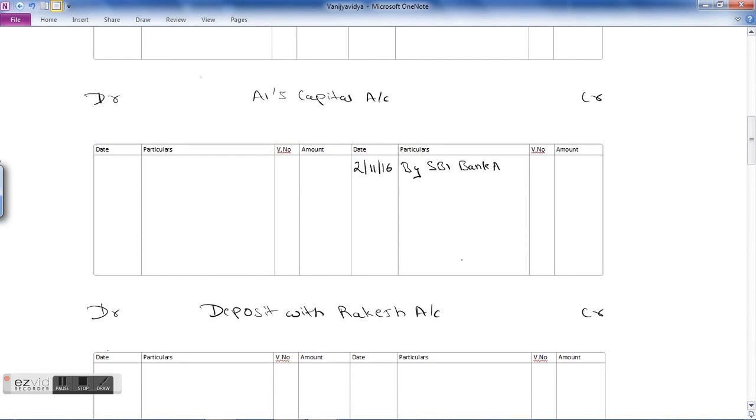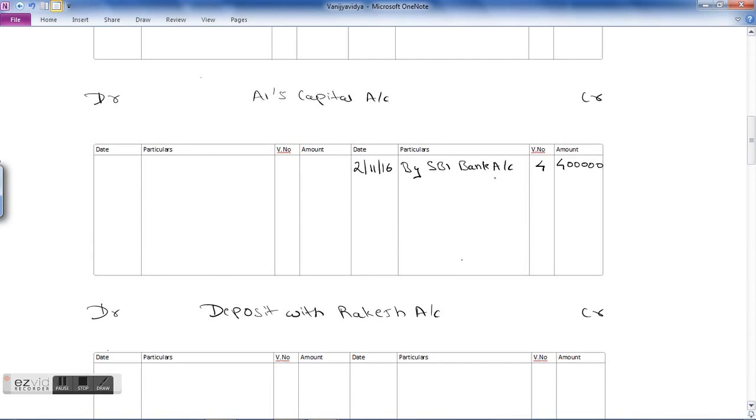Bank account. Voucher number is what? 4. Amount is 4 lakh. Okay, now let's move on to the next entry.